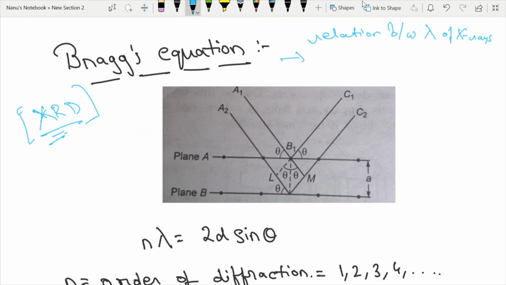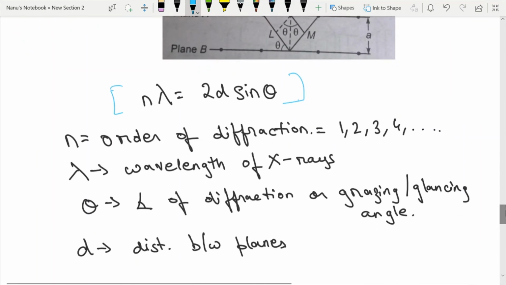All these things: the relation between lambda, the wavelength of X-rays, theta, which is the angle of diffraction, and the interplanar distance d. Over here we are going to see the formula, and the formula is n lambda equals 2d sine theta. That is the formula used. And what does the formula mean? n is the order of diffraction. It can be 1, 2, 3, 4, any whole number normally given, and lambda is the wavelength of X-rays. d is the distance between the two planes. I believe you can see over here; I'll just show the picture as well. And theta is the angle of diffraction.